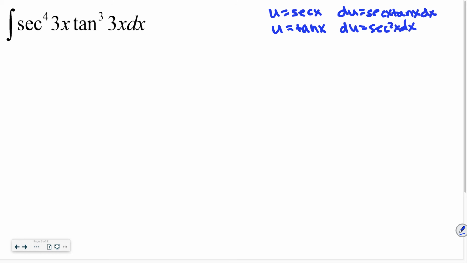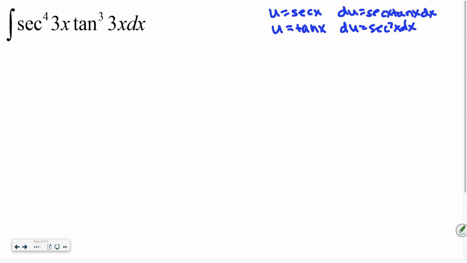So these are the two things that you need to think about when you're doing your integral. Can I save something to let everything be in terms of secant, and then I have a secant tangent left over? Can I change everything to tangent where I have a secant squared left over? Is this true for cotangent and cosecant? Yes, because they have the same relationship, just with the negatives.